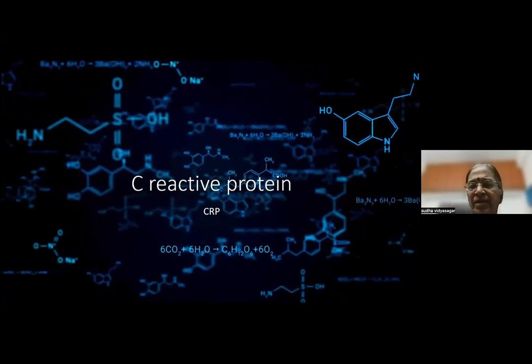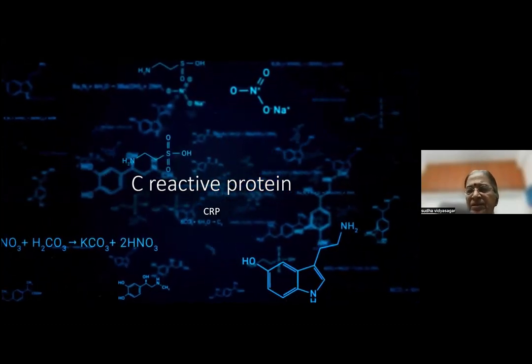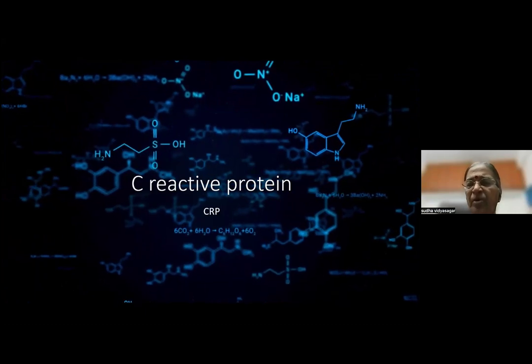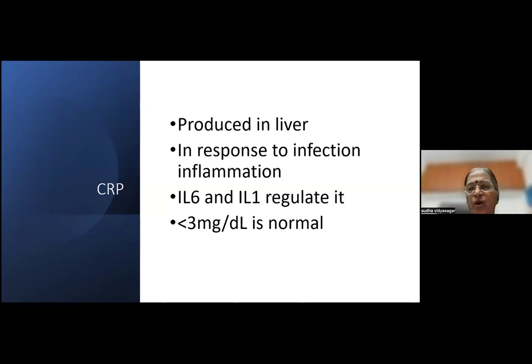We move on to the second biomarker, which is C-reactive protein, which is available in many, many places, and it can be used as a nice biomarker for the presence of infection and sepsis. So we all know it's produced in the liver. It's in response to infection and inflammation. IL-6 and IL-1 regulated, and we know the normal level. Each lab is different, but generally less than 3 is normal.